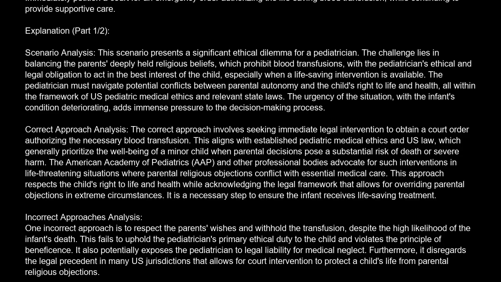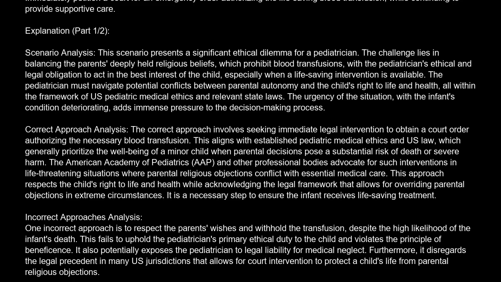The correct answer is A. Immediately petition a court for an emergency order authorizing the life-saving blood transfusion, while continuing to provide supportive care. Explanation. Scenario analysis. This scenario presents a significant ethical dilemma for a pediatrician. The challenge lies in balancing the parents' deeply held religious beliefs, which prohibit blood transfusions, with the pediatrician's ethical and legal obligation to act in the best interest of the child, especially when a life-saving intervention is available.